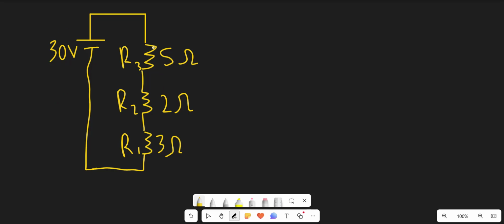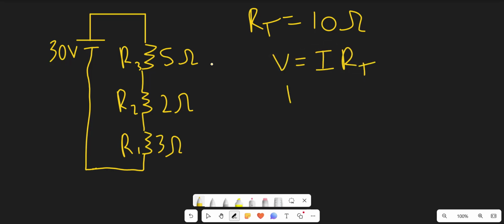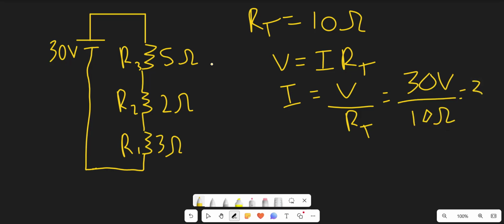So since we have 3 resistors in series, all we have to do is add up their resistance values to calculate the total resistance. So the total resistance would just be 5 plus 2 plus 7, which is going to be 10 ohms. And now let's use Ohm's law to calculate the current flowing throughout the resistor. So solving for I, we get voltage divided by the total resistance. So we just plug in 30 volts divided by 10 ohms, which is going to be 3 amps.